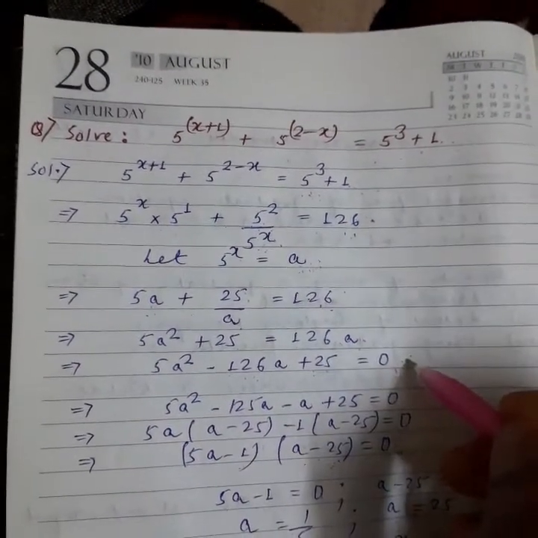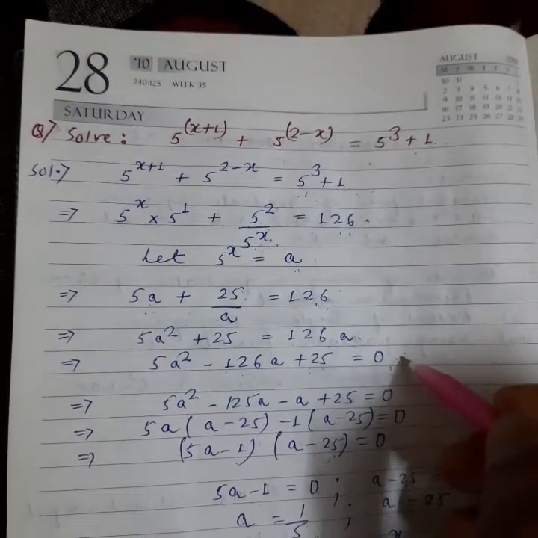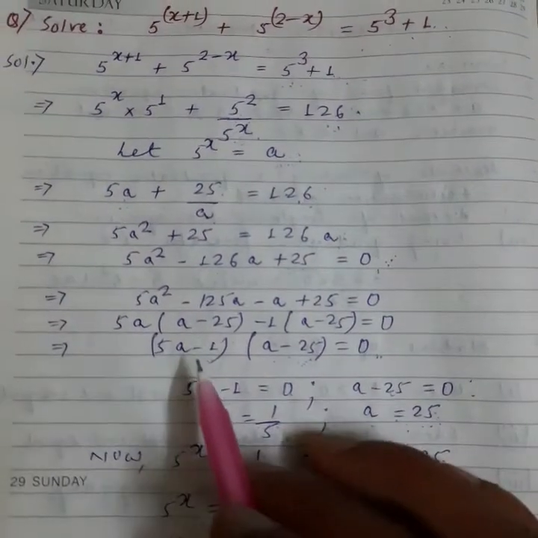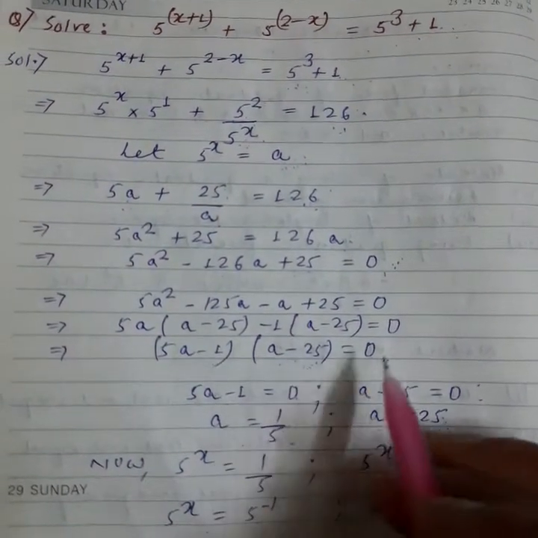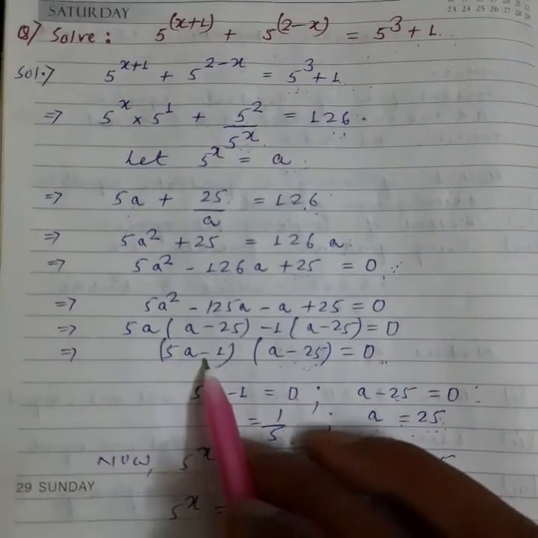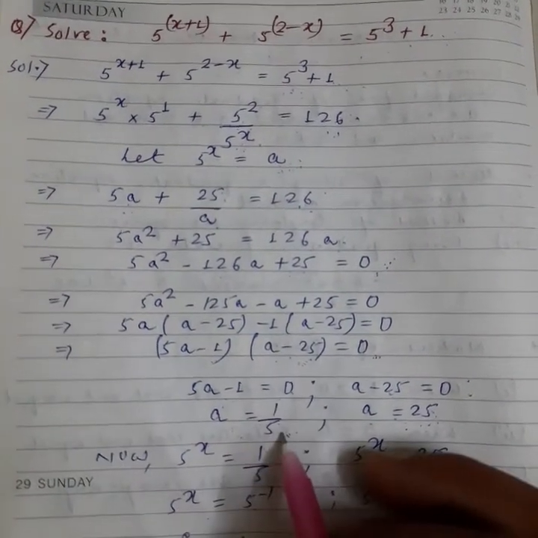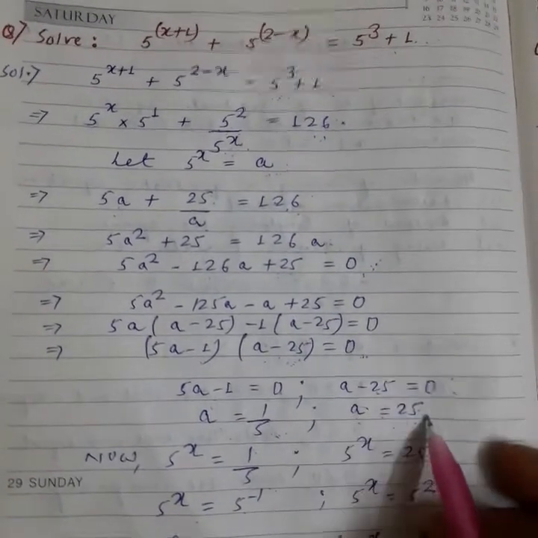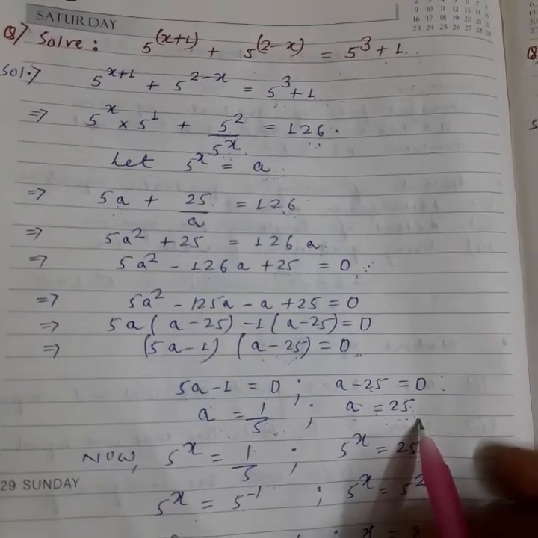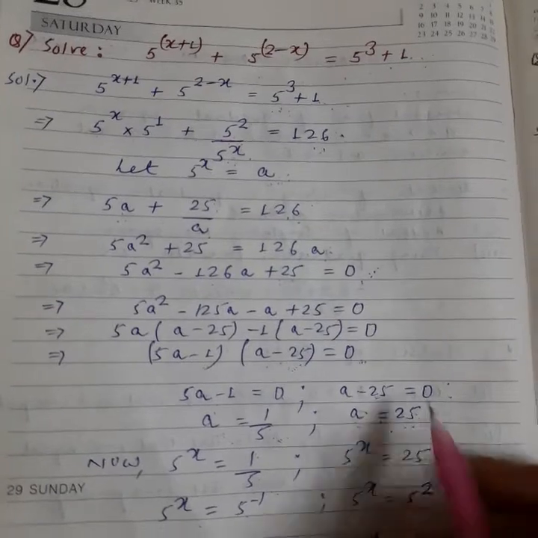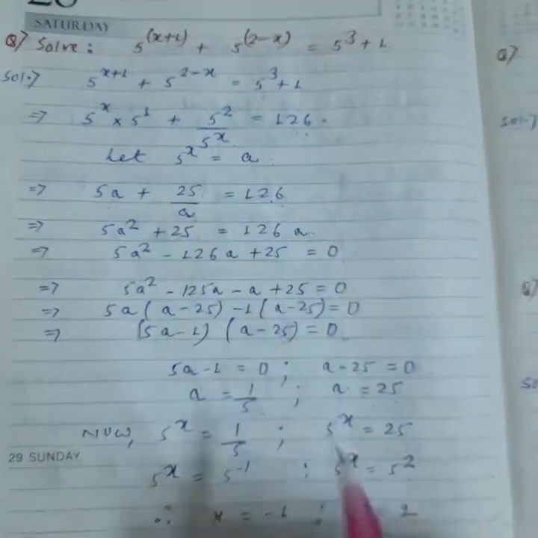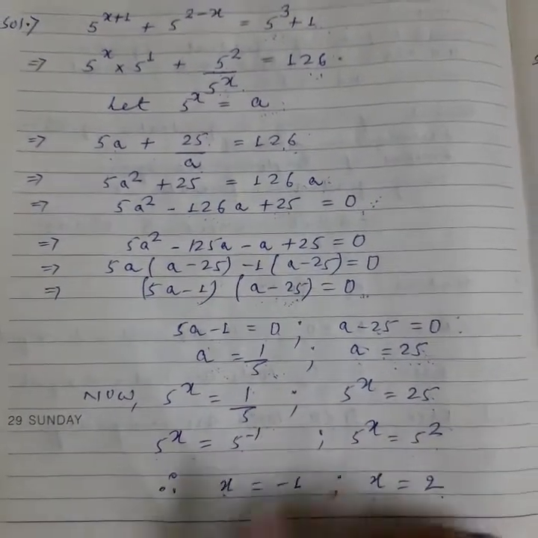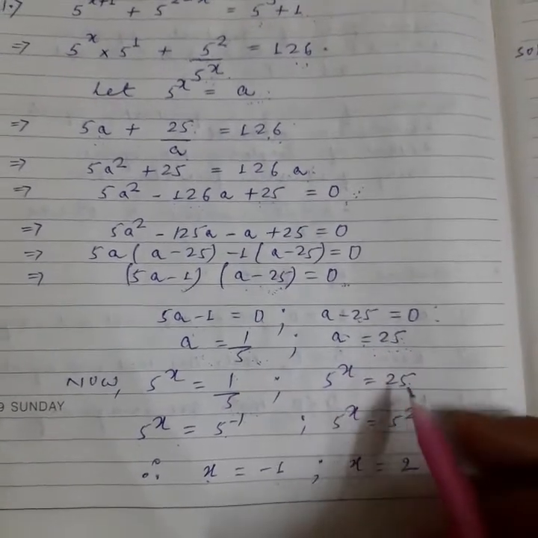Now we can solve this equation using the factorization method, that is splitting the middle term, which will give us 5a minus 1 into a minus 25 equals 0. Now if 5a minus 1 equals 0, we get a equals 1 by 5. And if a minus 25 equals 0, then a will be 25. Now these are the two values of a which will be placed where we assumed 5 to the power x equals a. That is, 5 to the power x equals 1 by 5 one time, and 5 to the power x equals 25 another time.